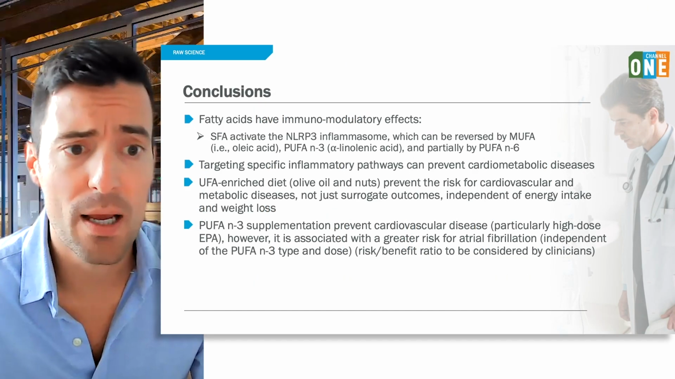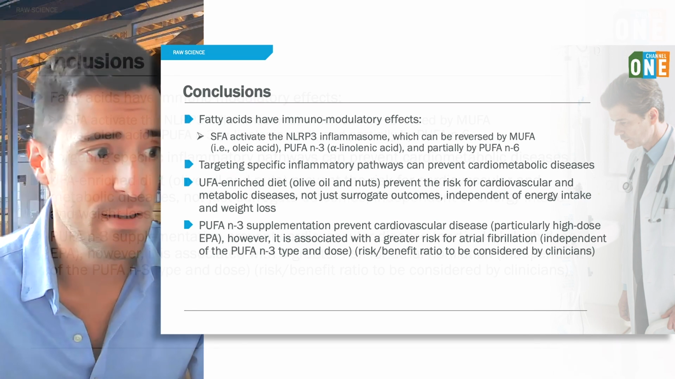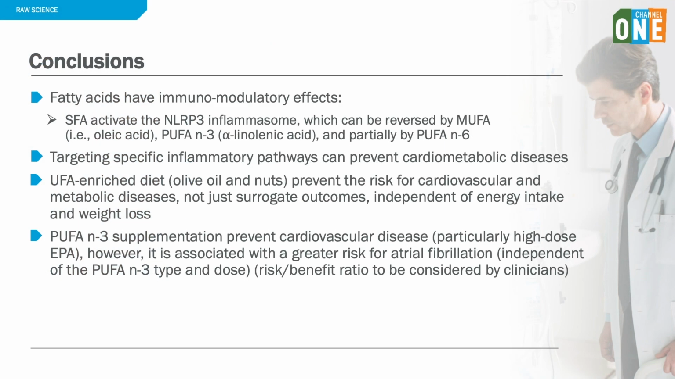And so in conclusion, I hope I convinced you that fatty acids do have immunomodulatory effects, particularly saturated fatty acids, with a negative effect by increasing inflammation, and unsaturated fat by inhibiting it. Targeting inflammatory pathways can prevent cardiometabolic disease. Particularly, UFA-enriched diets rich in olive oil and nuts can prevent the risk of cardiovascular disease and metabolic disease, particularly olive oil for metabolic disease. And PUFA omega-3 also prevents cardiovascular disease, particularly high-dose EPA. However, it is associated with a greater risk for atrial fibrillation when given as a supplement or as a drug, really.